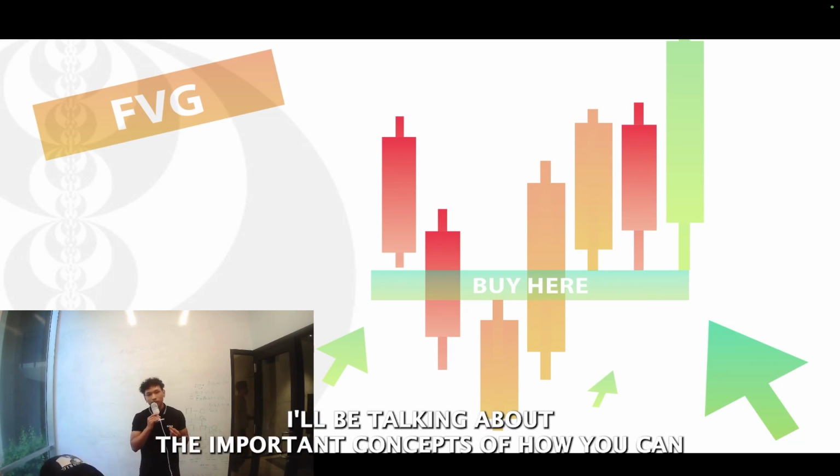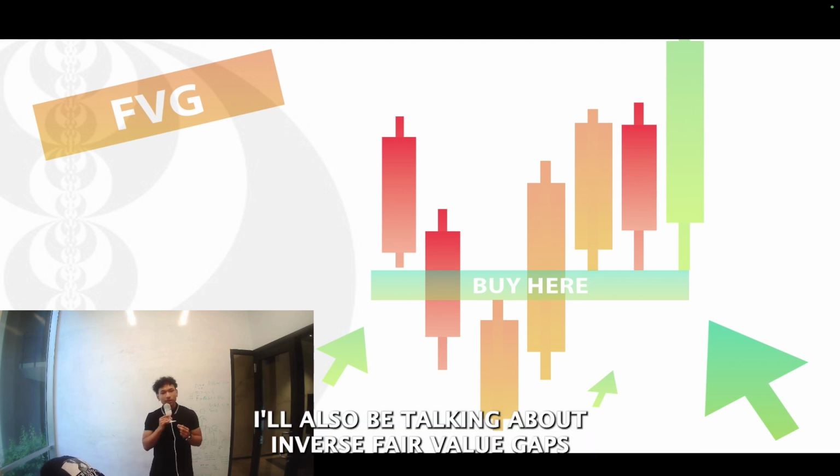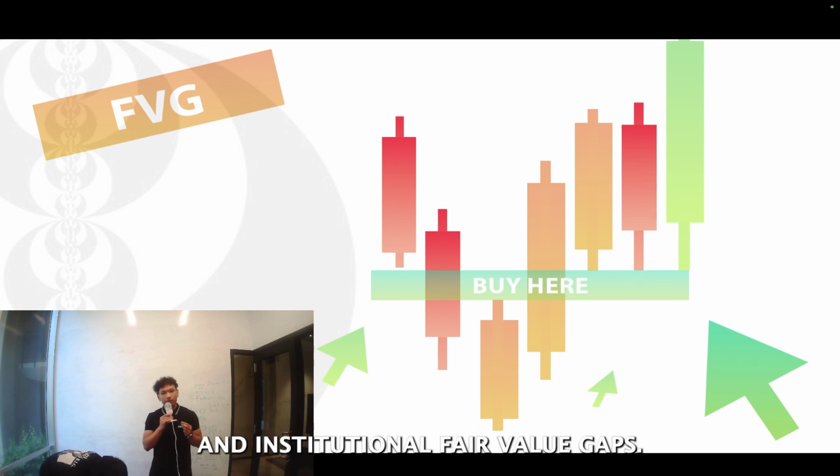I'll be talking about the important concepts of how you can use FVGs as a draw on liquidity / void. I'll also be talking about inverse FVGs and institutional FVGs.